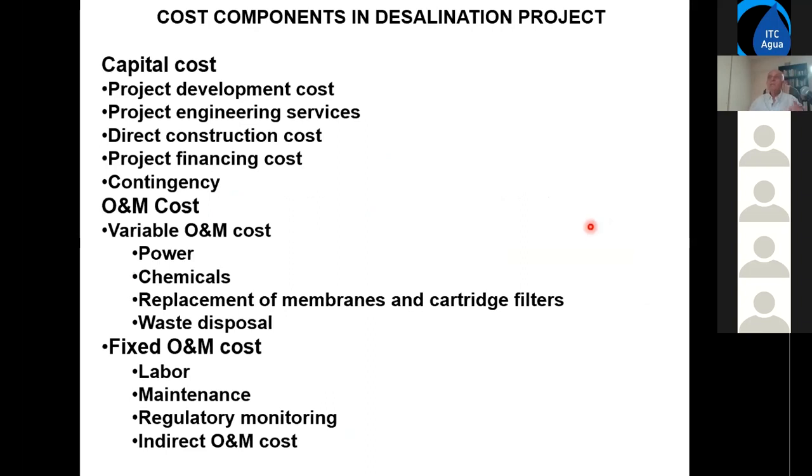So the components of the capital cost are the project development cost, engineering services, direct construction cost, financing cost, contingency, and OEM costs. Operation and maintenance costs could be variable costs, which are power, chemicals, replacement of membrane, and waste disposal. When we operate, we incur these costs. If we do not operate, we still incur costs of labor, maintenance, regulatory monitoring, and indirect OEM costs.